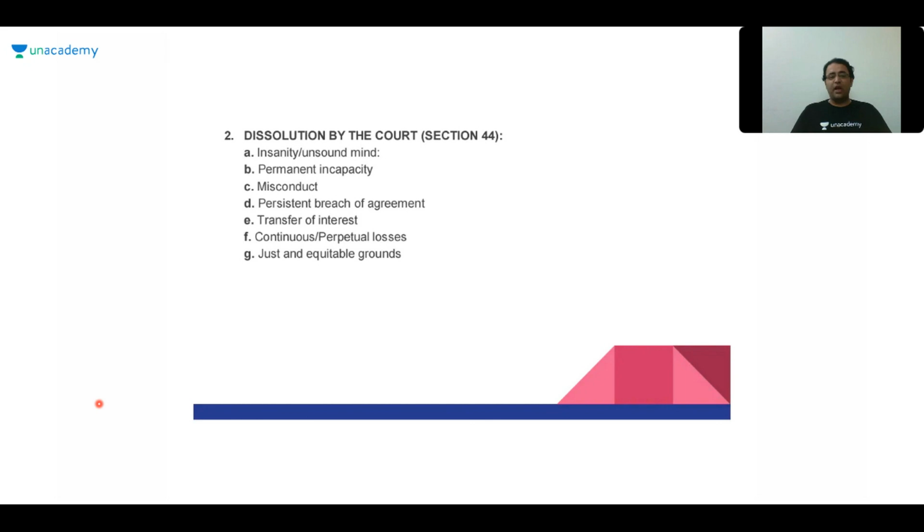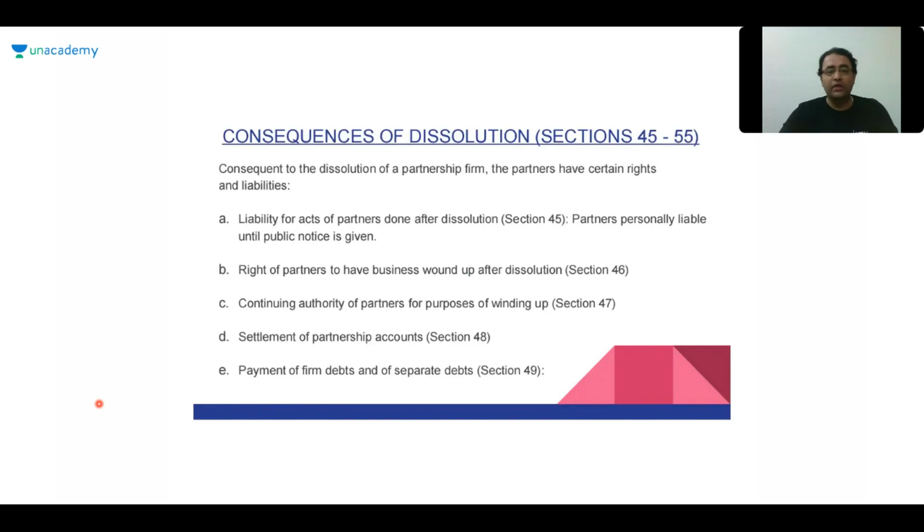firm. Just and equitable grounds. If there are any other just and equitable grounds based on which the partnership firm can be dissolved, then the court will order the partnership firm to be dissolved. The consequences of dissolution. Consequent to the dissolution of a partnership firm, the partners have certain rights and liabilities. Liability for acts of partners done after dissolution.